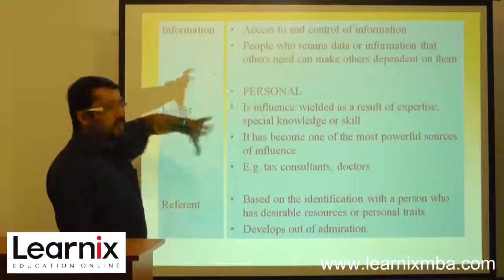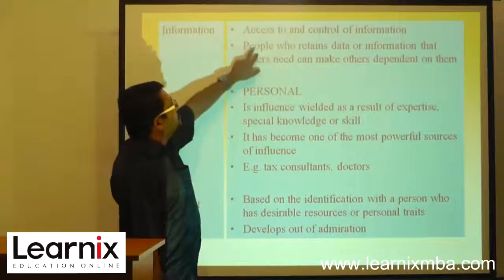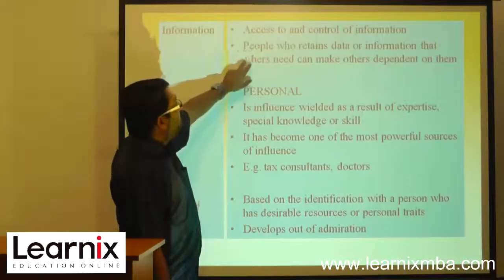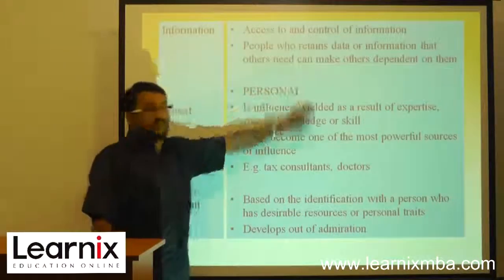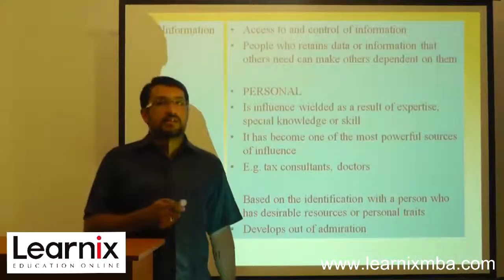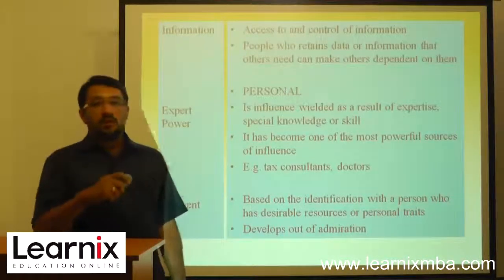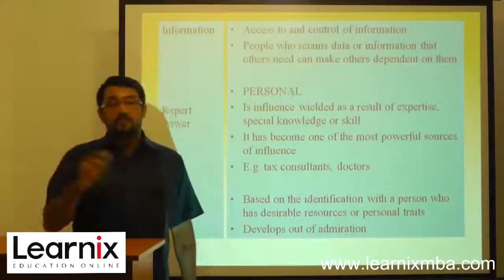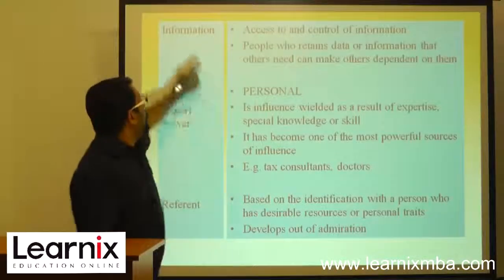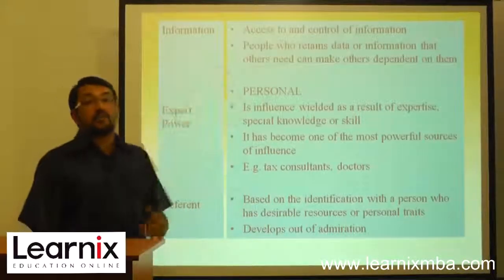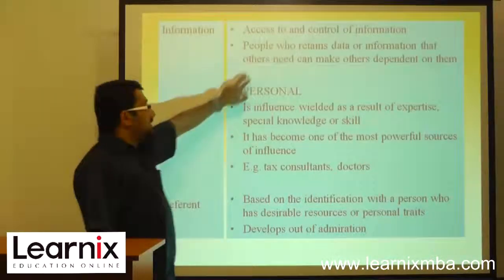Information. Someone who possesses some kind of information has power over you. Access to and control of information: people who retain data or information that others need can make others dependent on them. Now imagine during the 1960s, there was a big race going on, who would go into space, the USSR and USA, they were always at odds. Now, they had technological information. With that, they had control over others.